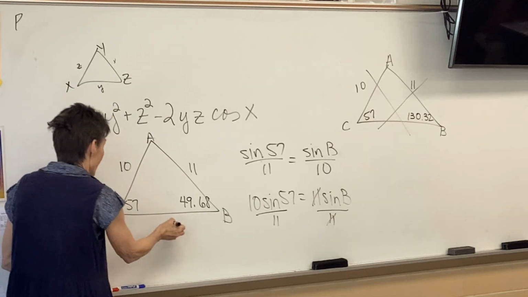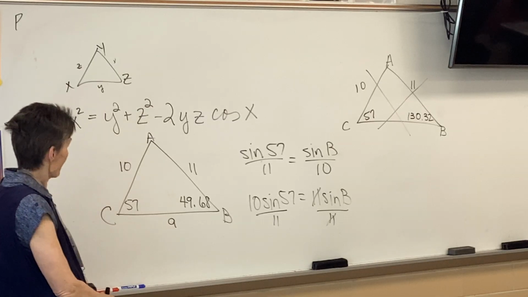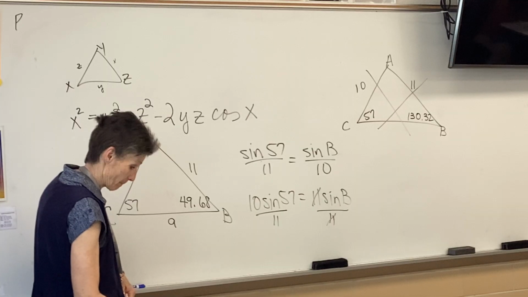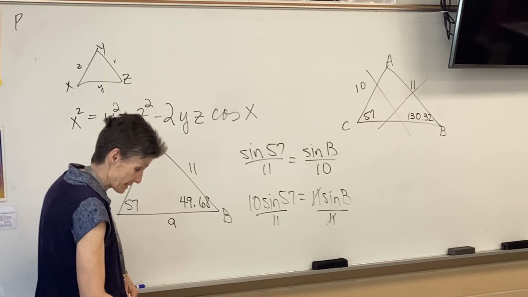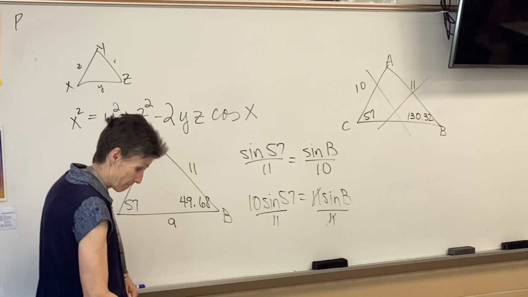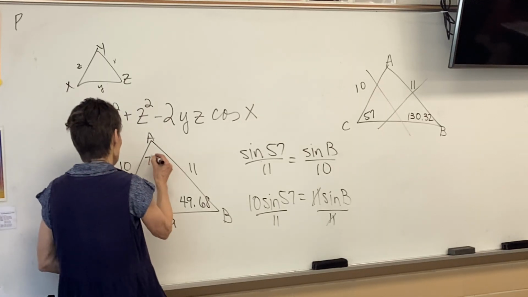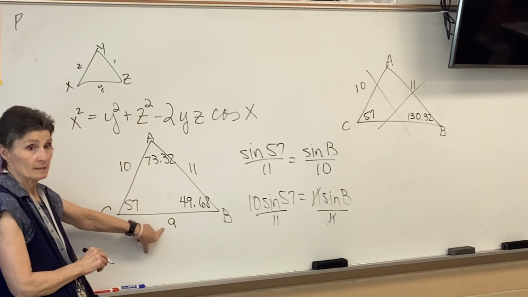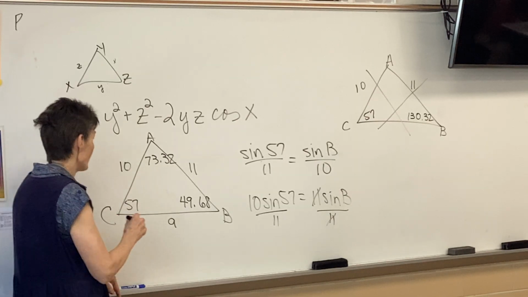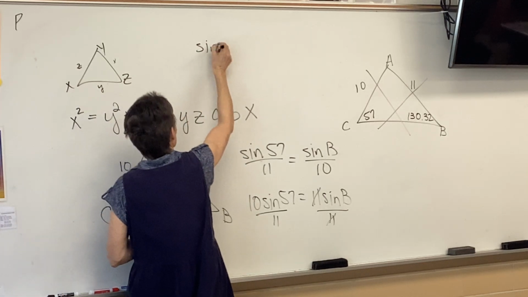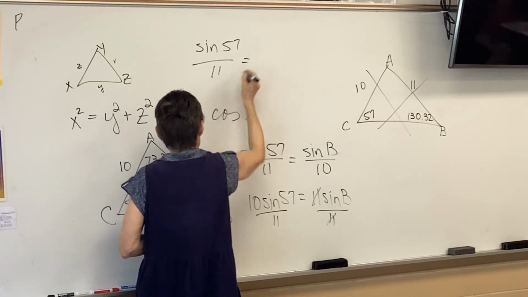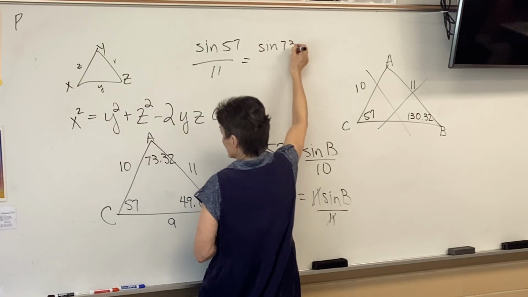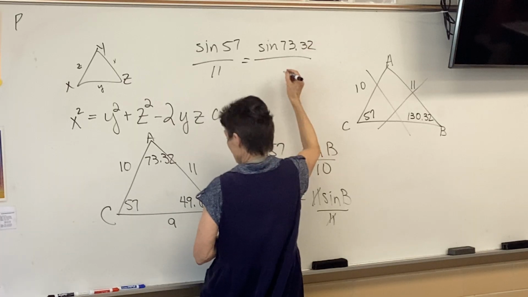All right, what's left to find? The last angle is easy. What did you get for your last angle here? 73.32. And then the only thing left to find is A. So I'll do sine 57 over 11 equals sine 73.32 over A.